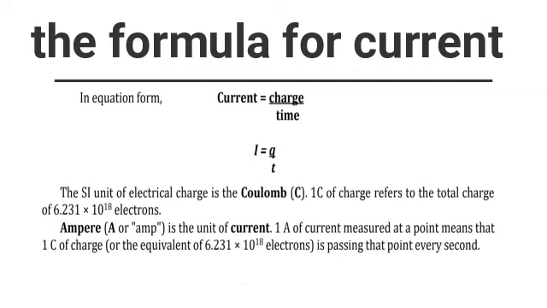The SI unit of electrical charge is the coulomb. One coulomb of charge refers to the total charge of 6.231 times 10 raised to 18 electrons. Ampere is the unit of current. 1 ampere of current measured at a point means that 1 coulomb of charge is passing that point every second. 1 ampere is equals to 1 coulomb per second.